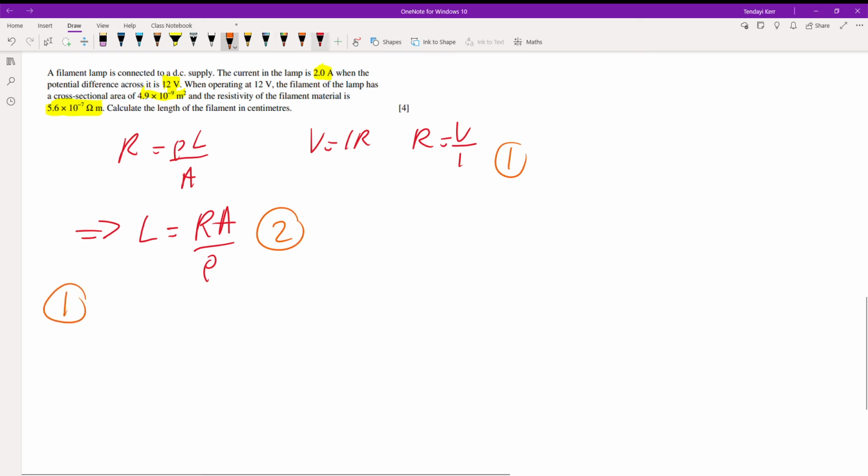So part 1, find the resistance. Straightforward. R is equal to 12 over 2, gives us 6 ohms. 6.0 because it's 2, so 6.0 ohms.